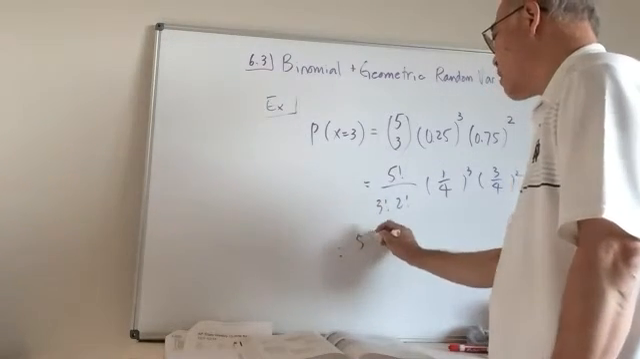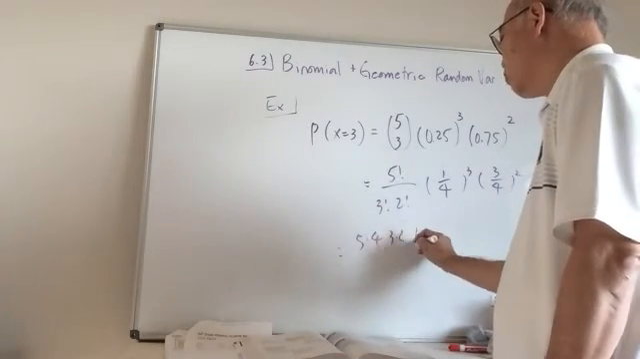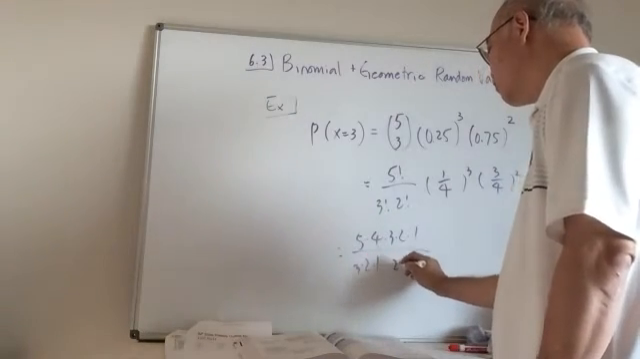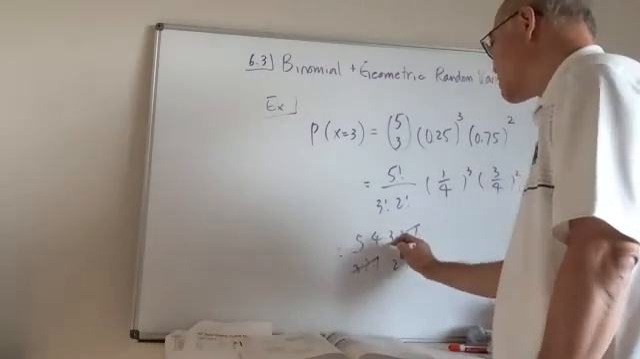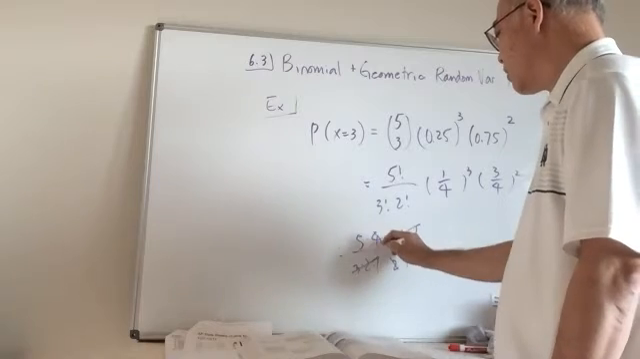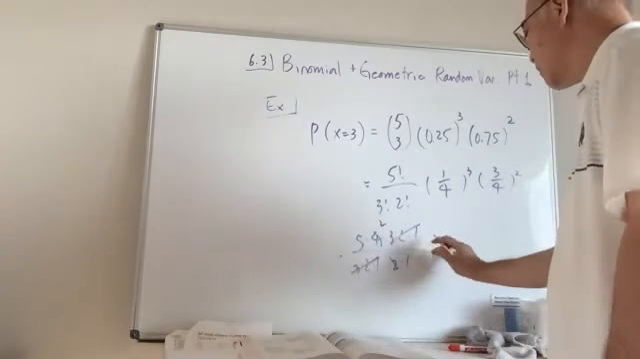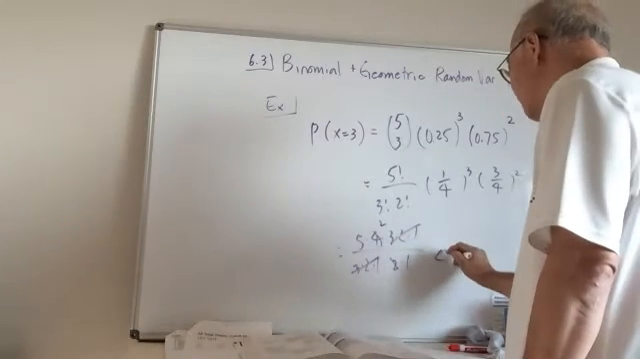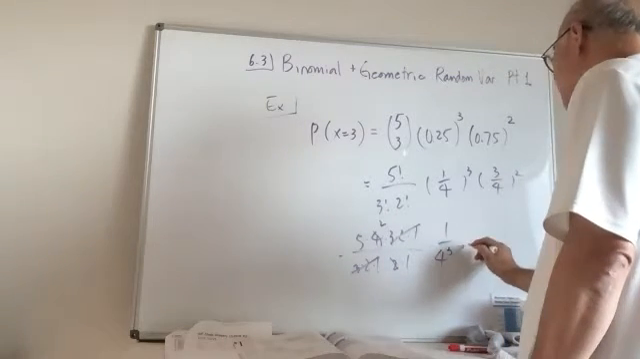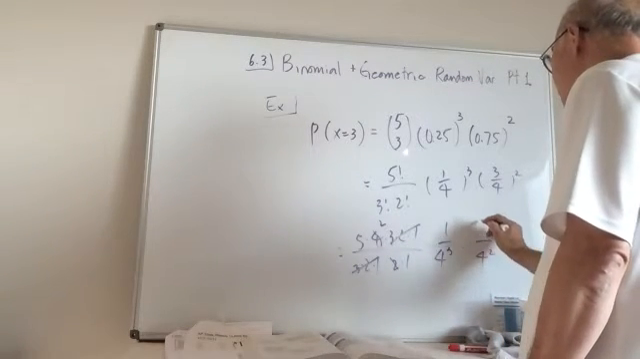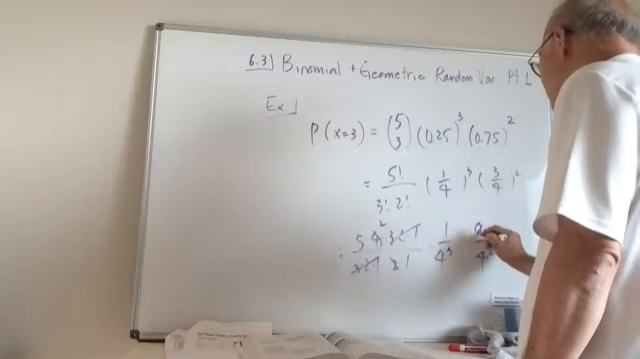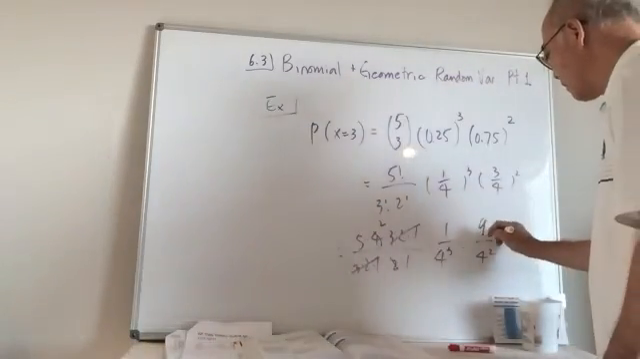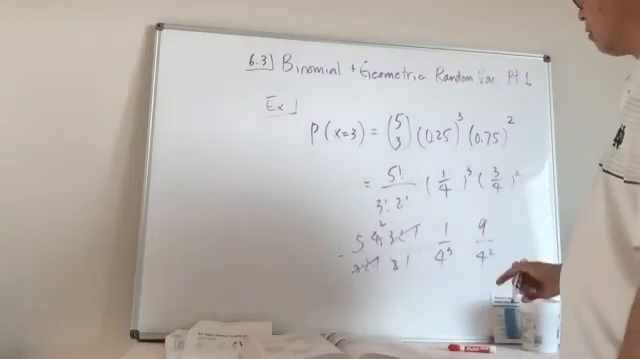So I have 5, 4, 3, 2, 1, 3, 2, 1, 2, 1. So this cancels out. The 2s in here cancel out. I have 10 here, so 10 different ways to order this. Times 4 to the third, 4 to the second, and I'm going to have 9 here. Everyone understand where the 9 comes from? The 9 here is 3 squared, right?